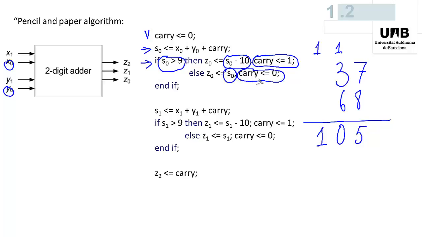And the second part of the algorithm is the same, but with the most significant digit of x and y, and using, in this case, the carry that comes from the preceding step. Finally, the third digit of the result is the carry generated during the last step of the algorithm execution. This is an example of functional description by means of an algorithm.